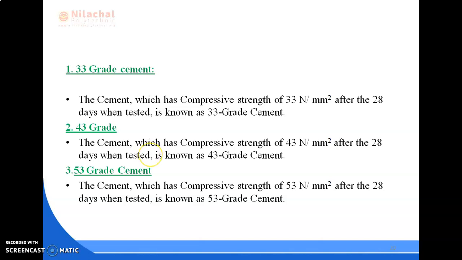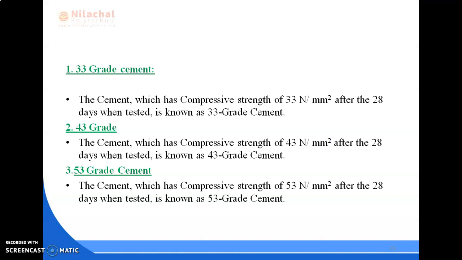The last one is 53 grade cement. The definition is the same: the cement which has a compressive strength of 53 Newton per mm square after 28 days when tested is known as 53 grade cement. It is a sulfate resisting cement, it has low chloride content, and it can be used in speedy construction, and it saves shuttering cost due to early removal. Also, we can use it for the construction of concrete sleepers for railways and precast girders. The cement achieves early strength, and it is used in industrial buildings, roads and runways, and in the construction of RCC bridges and precast concrete.